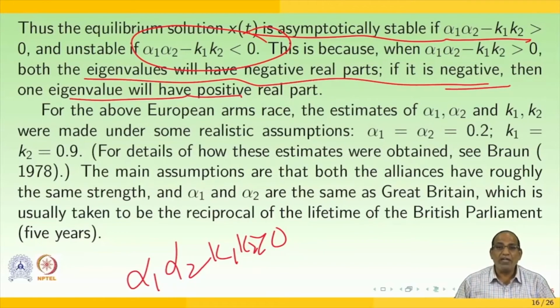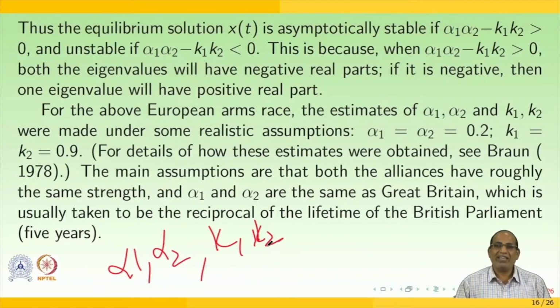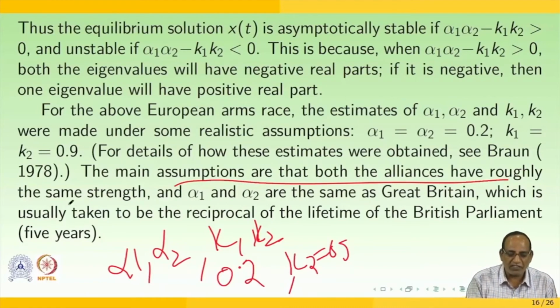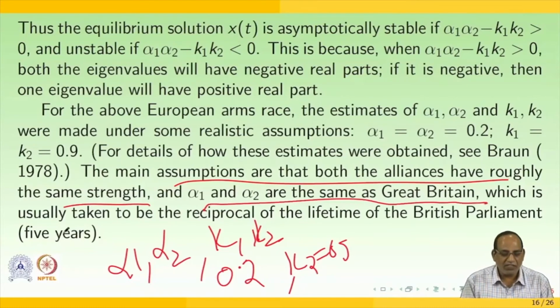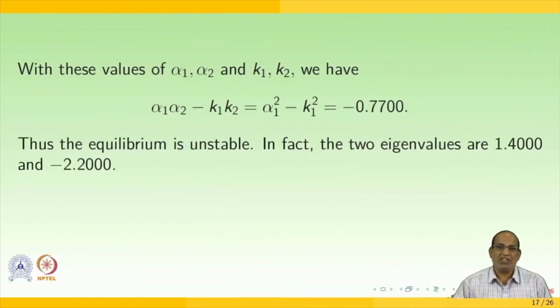So for the above European arms race, the estimates as we have seen over here, that is alpha 1, alpha 2, k1, k2, were made for realistic assumptions. And if it happens that alpha 1, alpha 2 is equal to 0.2 and k2 is equal to 0.9, the main assumptions are both the alliances have roughly the same strength. And alpha 1, alpha 2 are the same as Great Britain's, which is usually taken to be the reciprocal of the lifetime of the British Parliament, for a span of particularly 5 years.